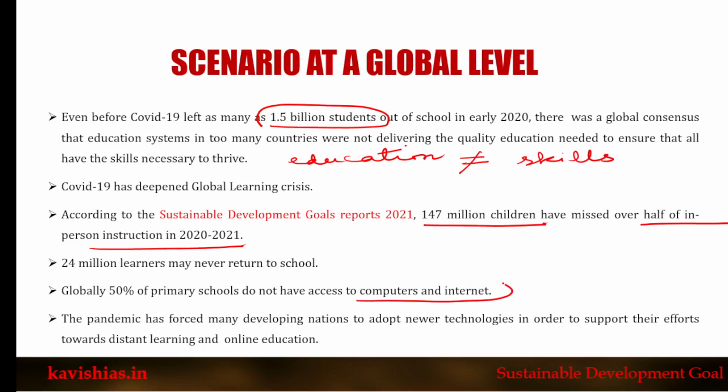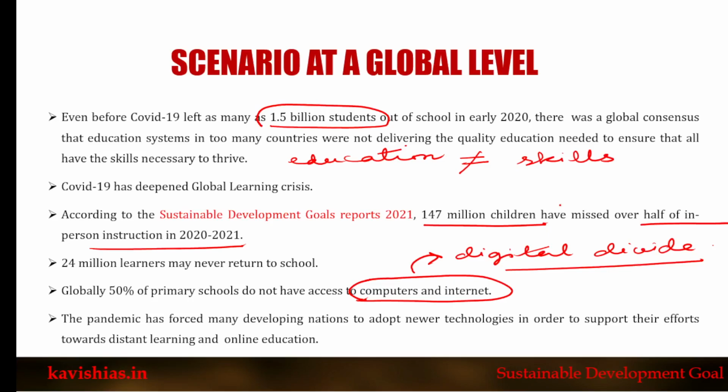This issue, where almost 50% of primary schools do not have enough internet connectivity, is known as the problem of digital divide, which means that digitalization has created a division between the economically affluent families and the economically weaker families. This is one of the consequences that the pandemic has put on us, and the pandemic has also forced many developing nations to adopt newer technologies in order to support their efforts towards distance learning and online education.